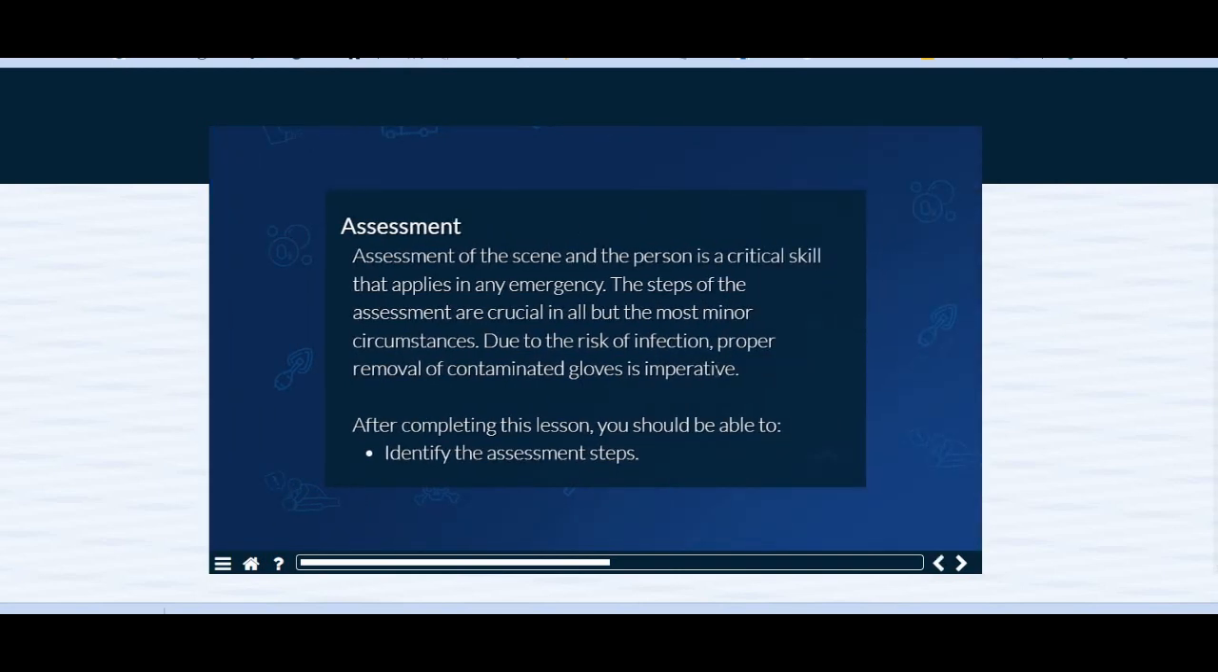Assessment of the scene and the person is a critical skill that applies in any emergency. The steps of the assessment are crucial in all but the most minor circumstances. Due to the risk of infection, proper removal of contaminated gloves is imperative. After completing this lesson, you should be able to identify the assessment steps.